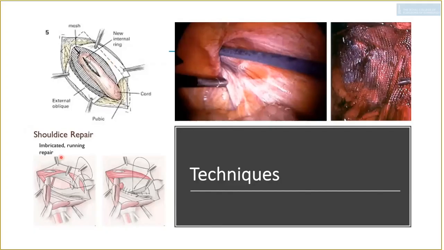Sometimes we still do a thing called a Shouldice repair. If you listen to the podcast, it'll mention that. That's quite an interesting technique. And of course, laparoscopic repair. There are several techniques of laparoscopic repair which also have advantages and disadvantages over open mesh repair.